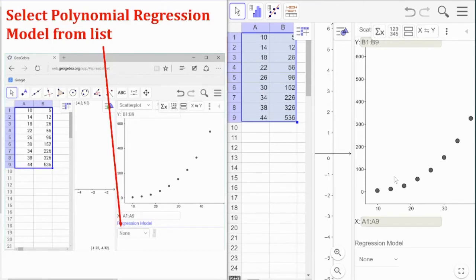So underneath our regression plot or stat plot, it says regression model none. We're going to choose polynomial. And by default, it puts a second degree polynomial, which is quadratic. We've done quadratics. Notice how it's missing this first point. It doesn't fit the points quite as good as it could. And if we choose the next highest degree, see how it fits the points better.